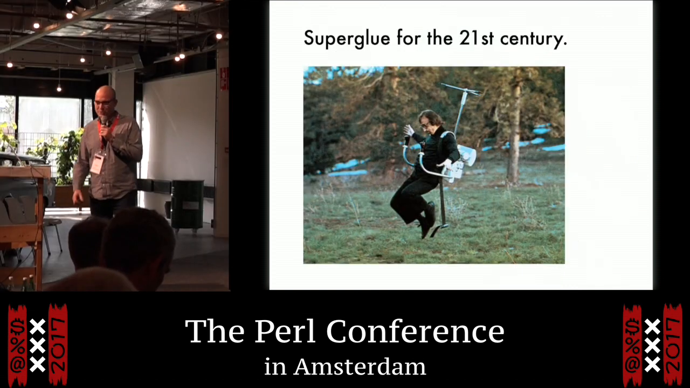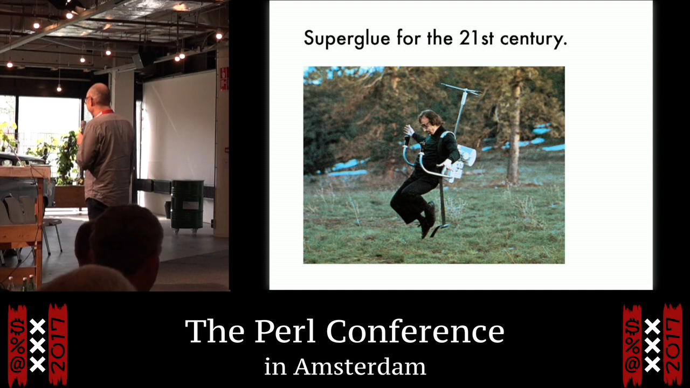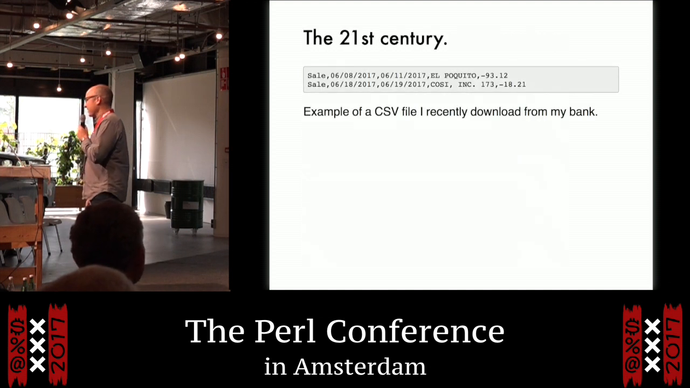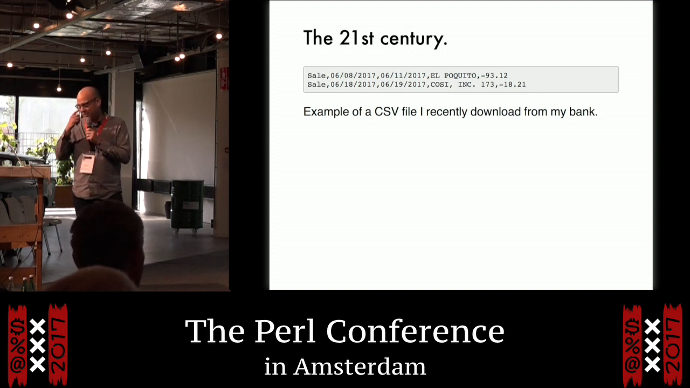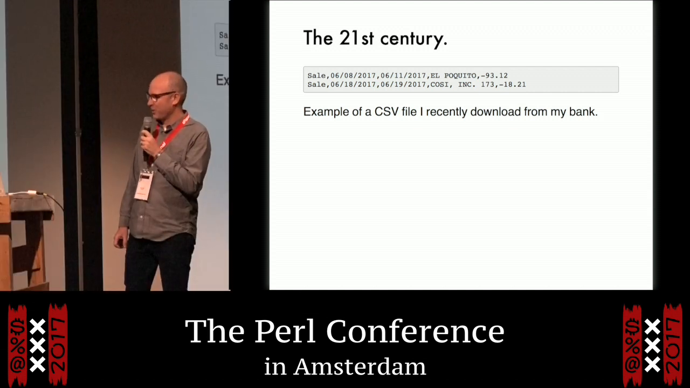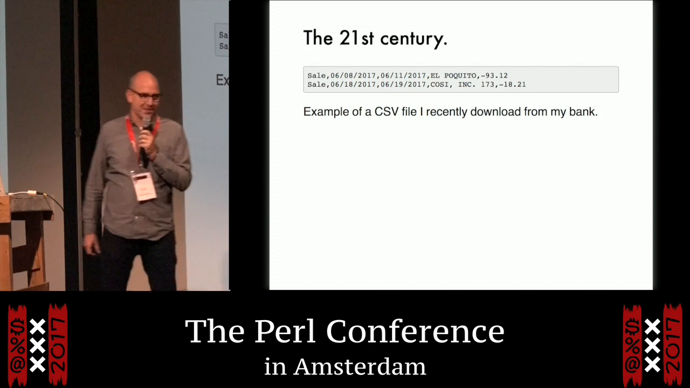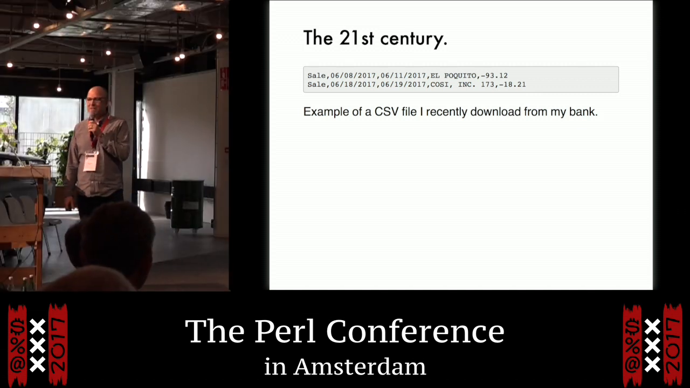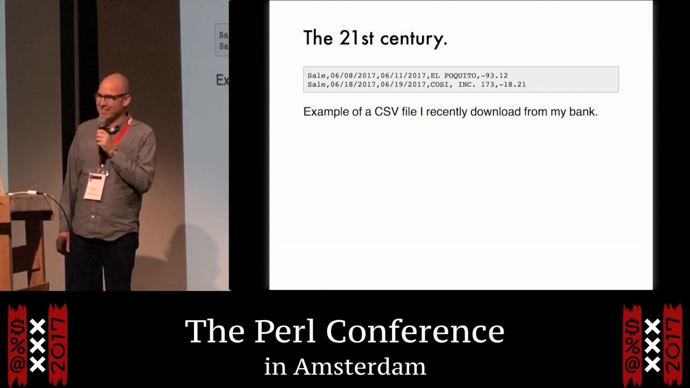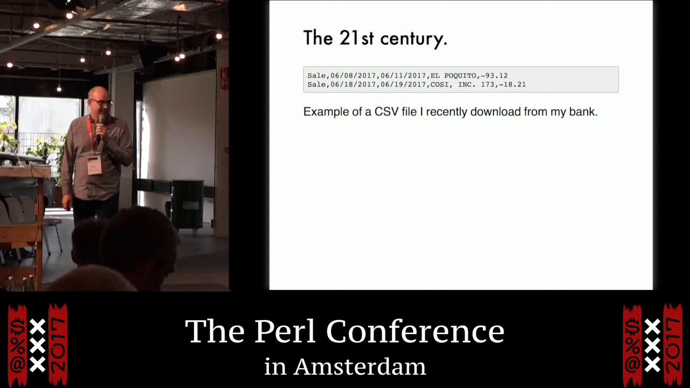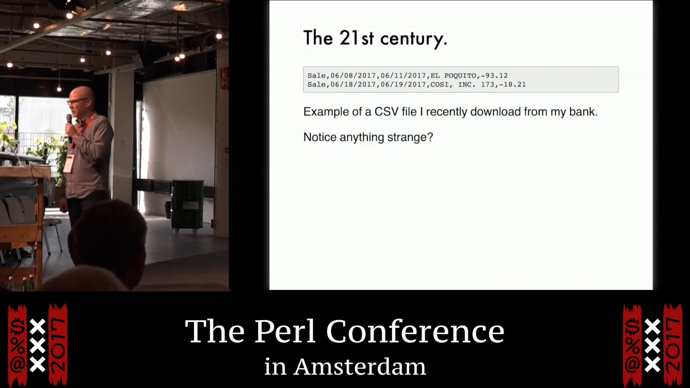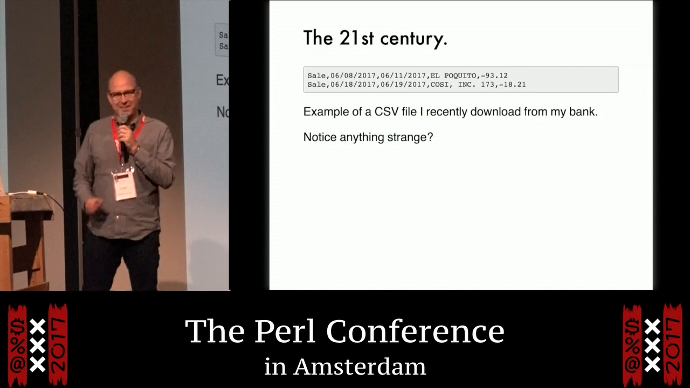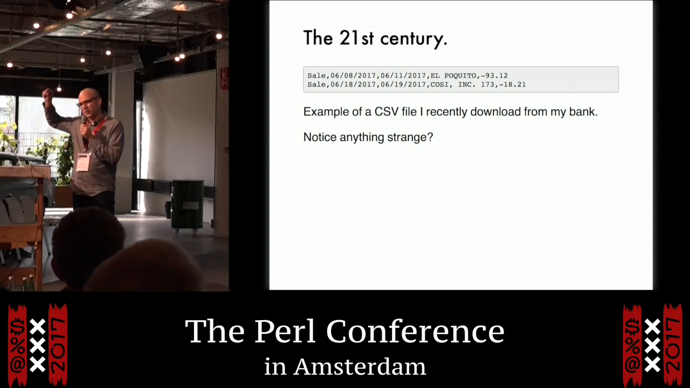Okay, so Superglue for the 21st century. The other day, I went to the website for my bank, and I downloaded a CSV file because I wanted to find out how much money I had spent and import it into my homegrown money tracking software. This is the CSV that I downloaded. Does anybody notice anything strange about the CSV? Besides the fact that in the US we do the dates a little differently.